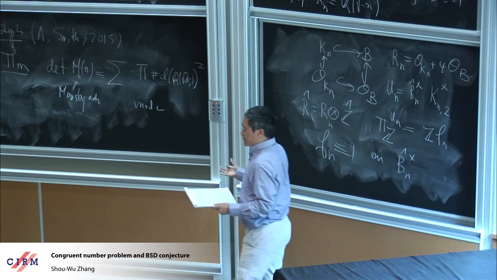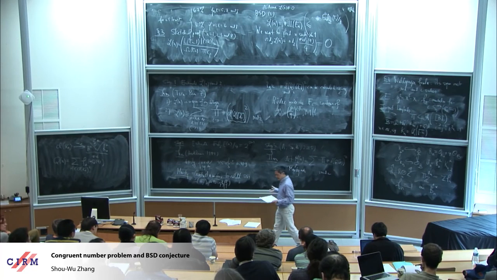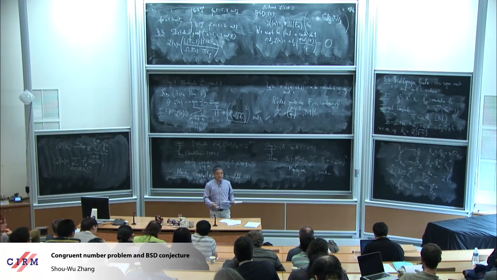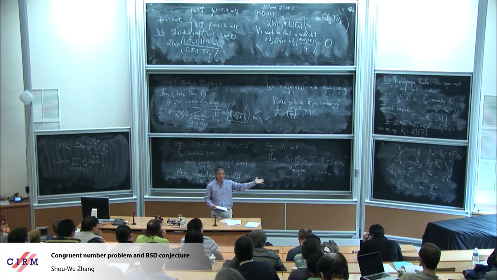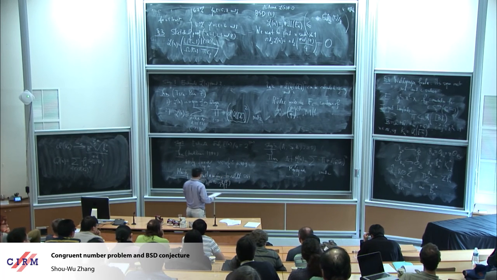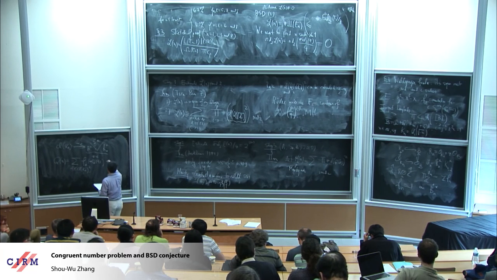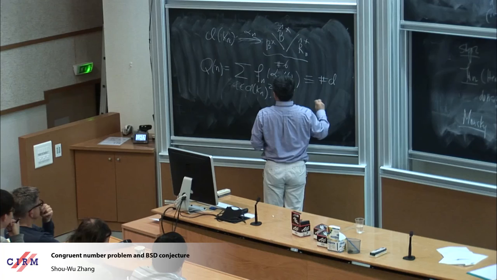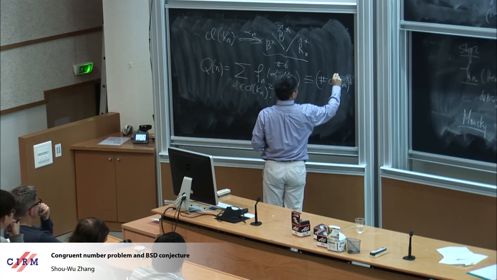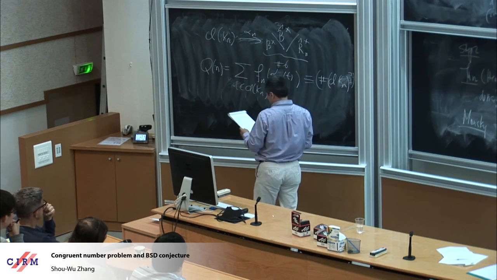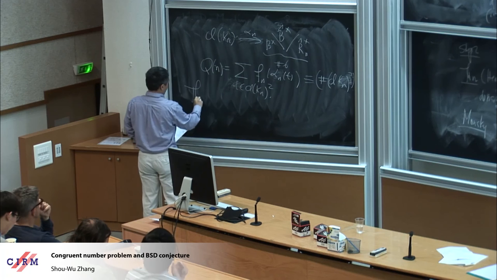This phenomenon happens because my elliptic curve has four torsion points, so my modular form is congruent to an Eisenstein series. In some sense, it reflects that the modular form is almost like a constant function. So this is congruent to the cardinality of Qn, the class group of Kn squared. Anyway, the theorem we prove is the following.